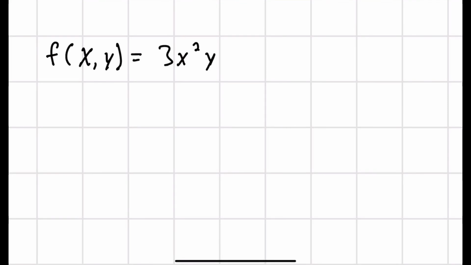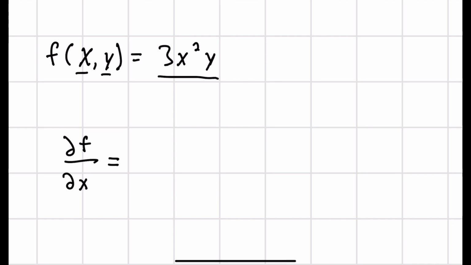In this video, we will be talking about partial derivatives. So let's say we have the function with two inputs, x and y, and our function is 3x squared y, and we want to find the partial derivative in respect to x. We could denote this as del f over del x.